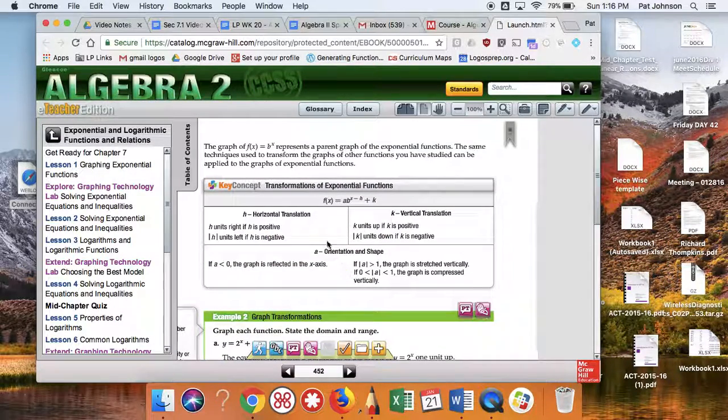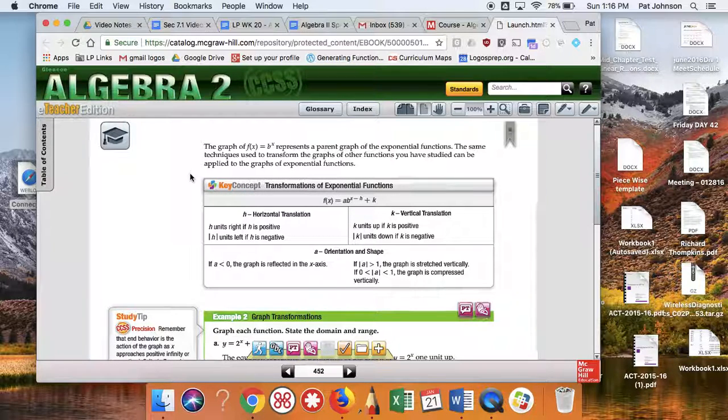Now, just like in square roots, quadratics, and other things we do, we can transform these. We still use this form, f of x equals a times b to the x minus h plus k. And they still mean the same thing. h and k are translations. h is the horizontal translation, right or left. k is the vertical, up or down. And a is orientation or shape.